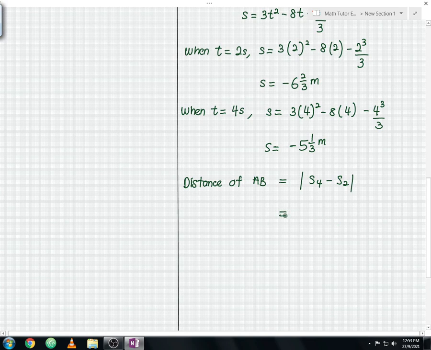So from here equals to negative 5 1/3, okay, and then you minus with negative 6 2/3, close bracket, and you close the modulus. So from here you calculate this, you should get the distance of AB is equals to 1/3 meter. So this is your distance of AB, guys. Let me underline the solution for the question B part 2.